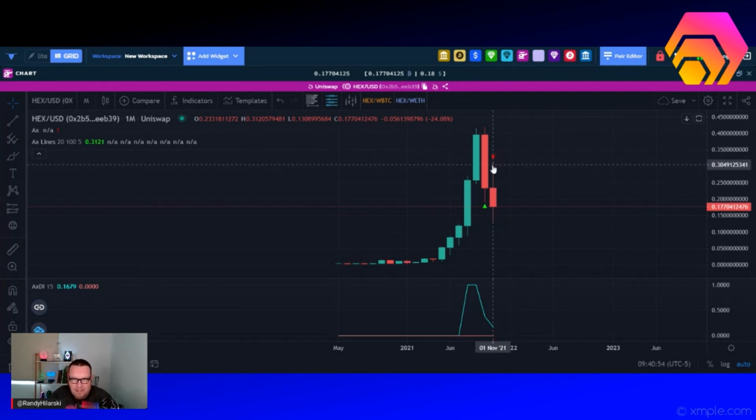We have a red indicator on the monthly, still above the zero line on the DI, but that could break down. We could have some more downside. Everything is saying we will. So, man, I know it's a bummer, guys.